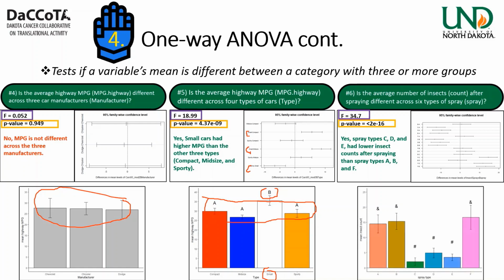And so there's a lot more comparisons, so I'm going to just skip right to our nice graph. And now we can see that spray types C, D, and E, they're all significantly lower than A, B, and F. And now you see I stopped using letters because our spray types were in letters, so I just use symbols just to not get things too mixed up. So that'd be another way to do things.